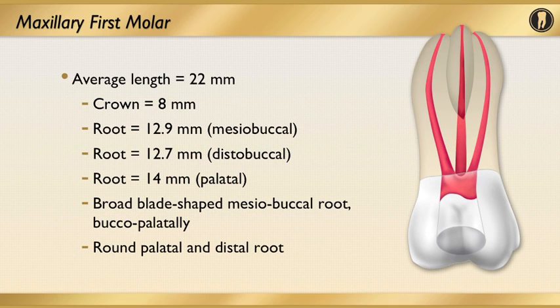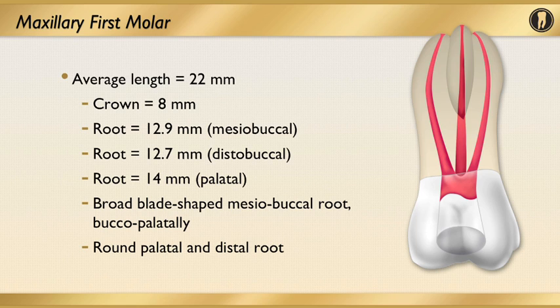Maxillary first molars: the average length of the maxillary first molar in the human dentition is 22 millimeters. The crown of that tooth is 8 millimeters on average. The root of the tooth, the mesiobuccal root, 12.9 millimeters. The distobuccal root, 12.7 millimeters. The palatal root at 14 millimeters. Root length is defined not from the highest point on the tooth, but from the coronal aspect, or the orifice of the canal on the floor of the chamber, to the apical extent of each root.